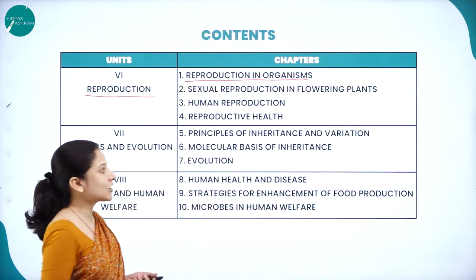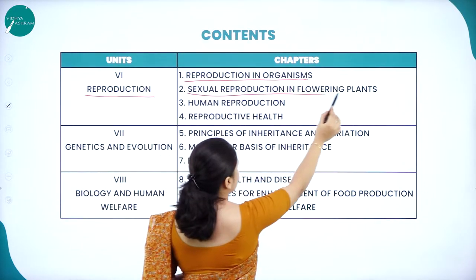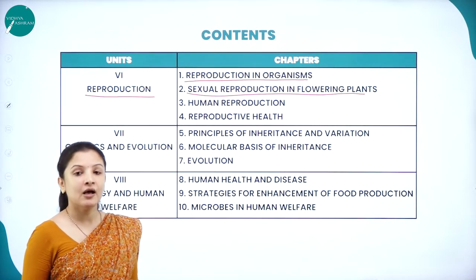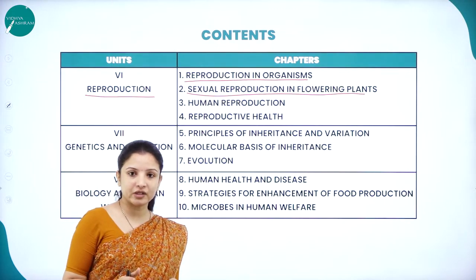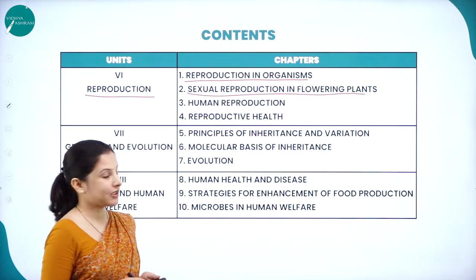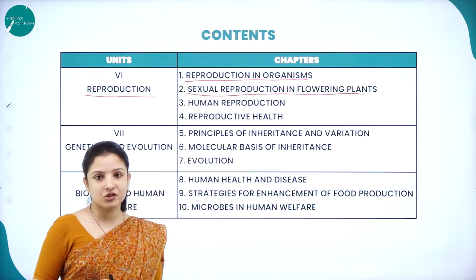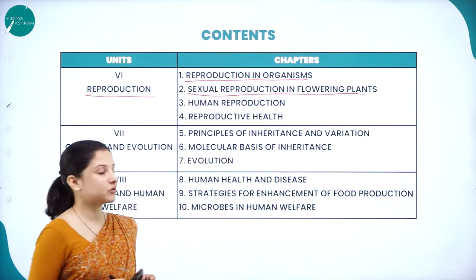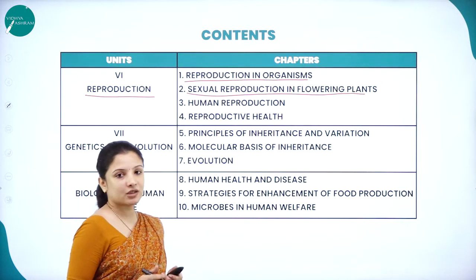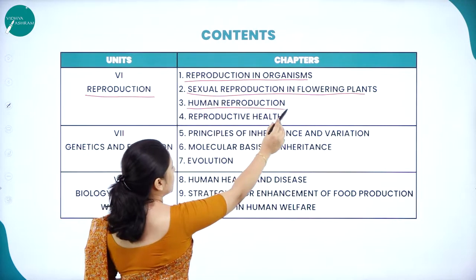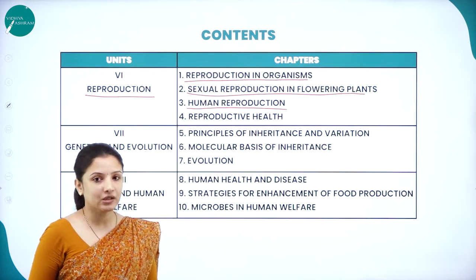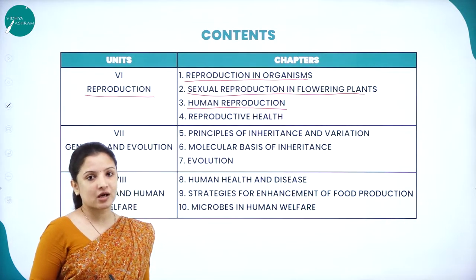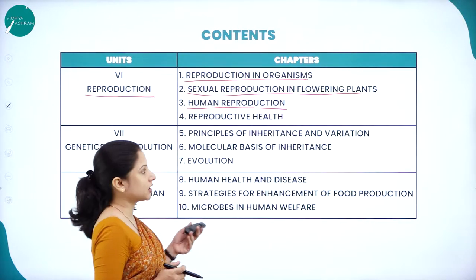Chapter 2, that is sexual reproduction in flowering plants, because flowering plants exhibit a mode of sexual reproduction wherein seeds are set, right? But apart from that, there are some flowering plants which also reproduce asexually. About that, you'll study in the first chapter. But in the second chapter, only sexual reproduction in the flowering plants will be studied. And next, in chapter 3, you will move on to studying reproduction in humans, that is human reproduction, and what are the different hormones involved, how does reproduction occur in humans. Everything comes under this particular chapter.